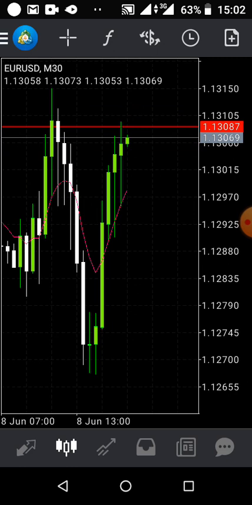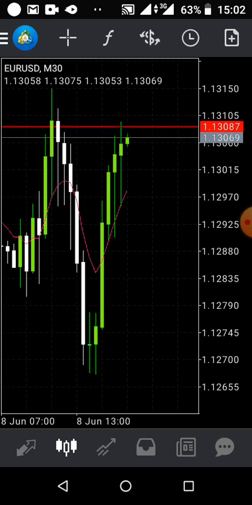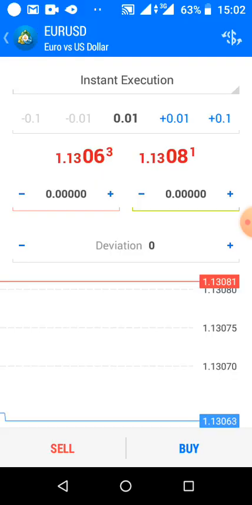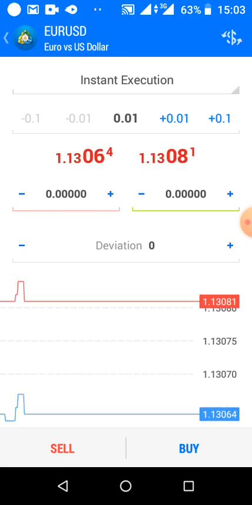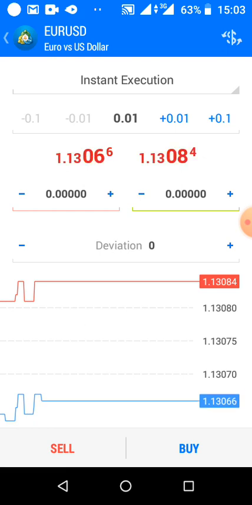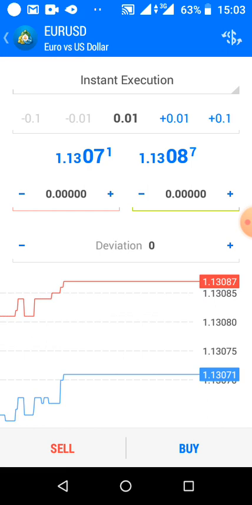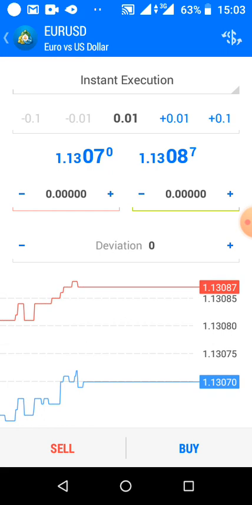Then the next thing there is something that looks like a rectangle with a plus sign in the center, and that is where we execute our market orders. That is execution, where we take execution orders. Let me tap it so that you can see. Now you can see instant execution. Here you can see sell and you can see buy. At this point, this is where we will either choose to buy or to sell. This is where we execute.